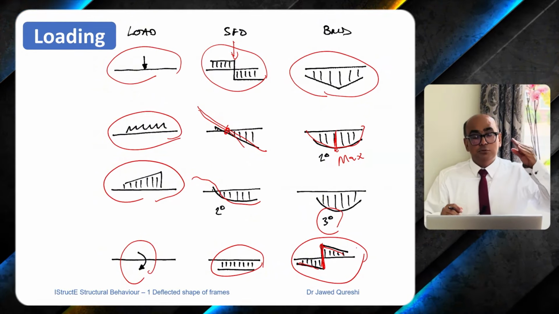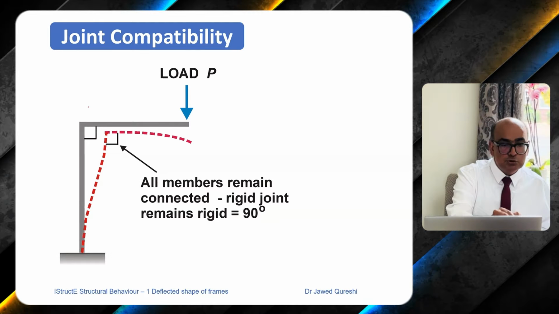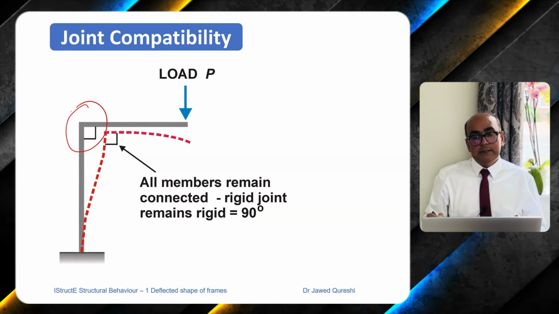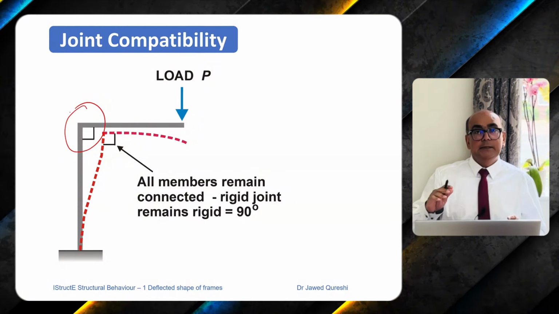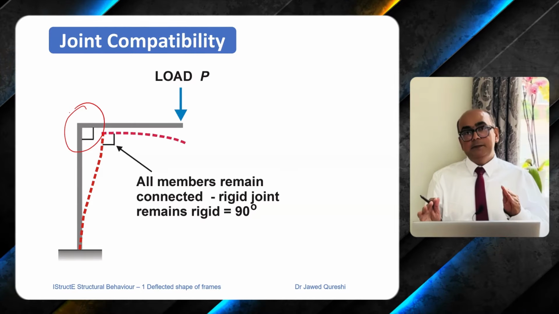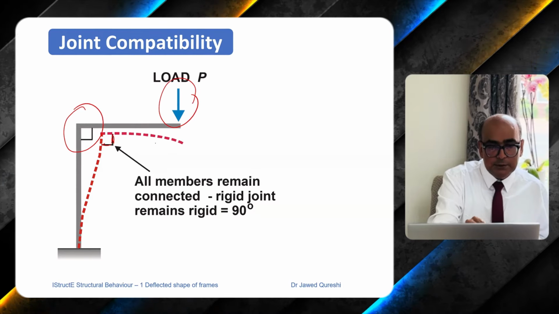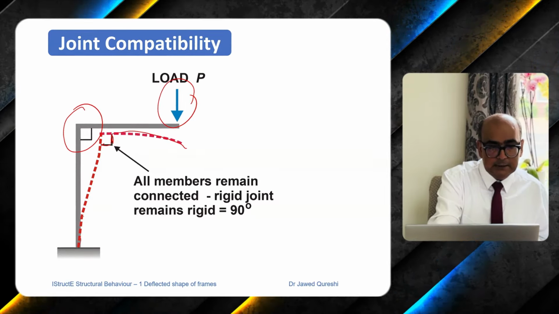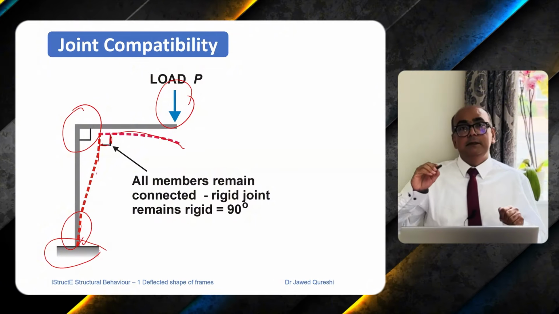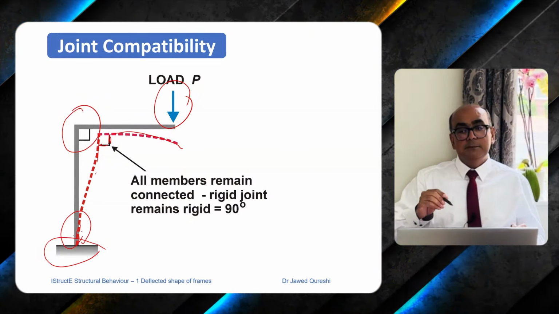And our third one, and the most important one, is joint compatibility. In joint compatibility, when you have a fixed joint, which is here, it will maintain its 90-degree angle regardless of loading applied. Whenever you are applying loading, the members will deflect, but the joint will maintain 90-degree. Here you can see that when you are applying loading, the member is deflecting and this member is deflecting as well. Because of the fixed support, there is no rotation when the member is deflecting.